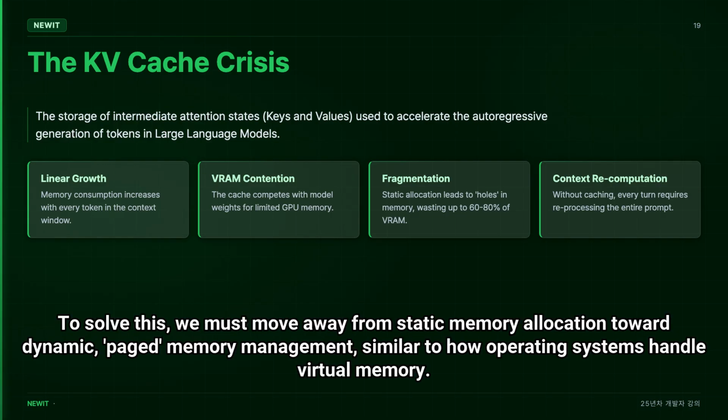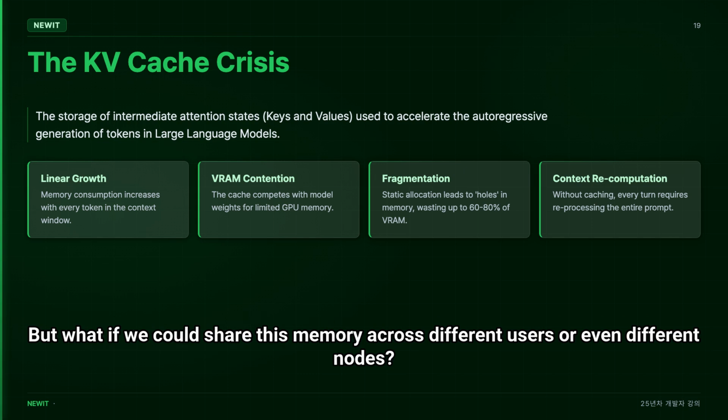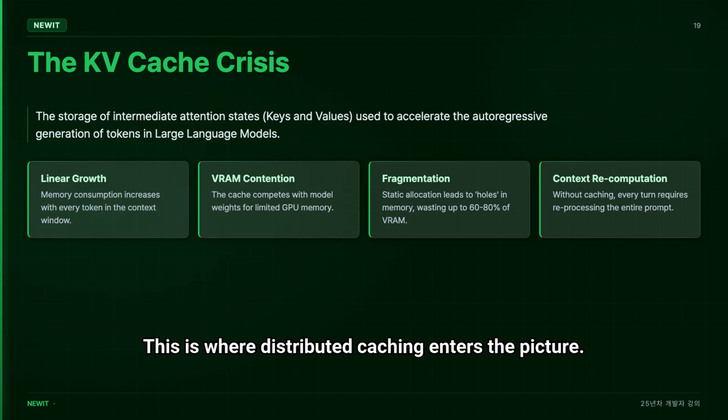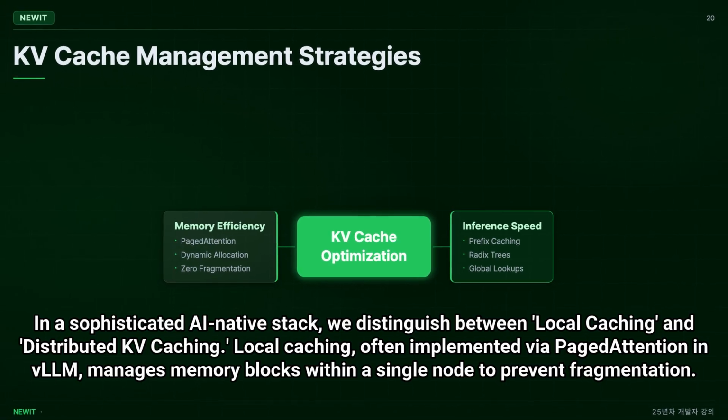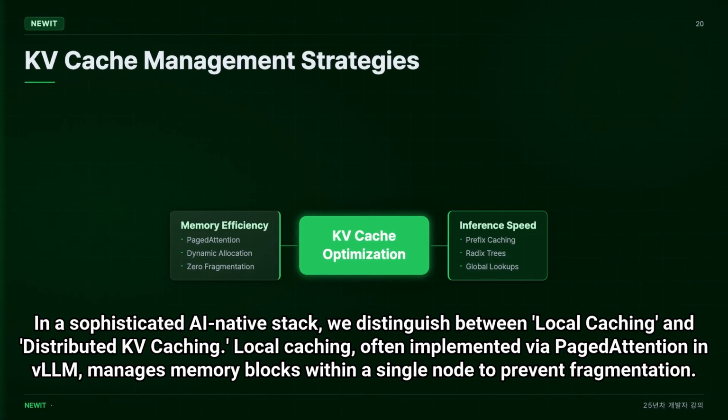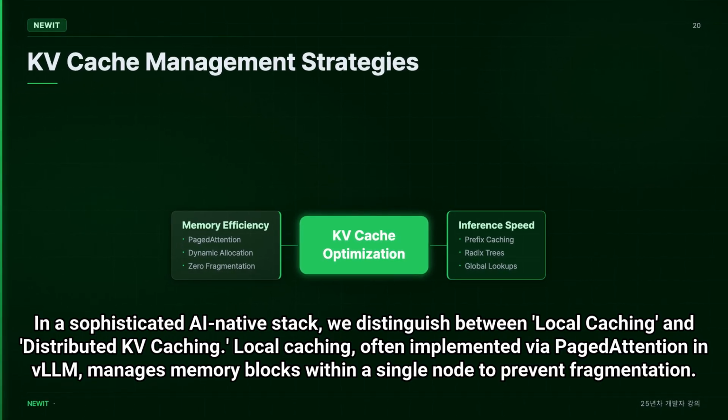To solve this, we must move away from static memory allocation toward dynamic, paged memory management, similar to how operating systems handle virtual memory. But what if we could share this memory across different users or even different nodes? This is where distributed caching enters the picture. In a sophisticated AI-native stack, we distinguish between local caching and distributed KV caching. Local caching, often implemented via paged attention in vLLM, manages memory blocks in a single node to prevent fragmentation.